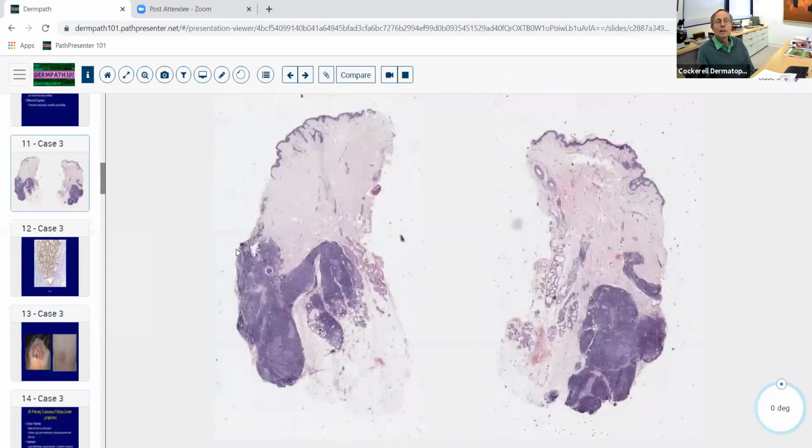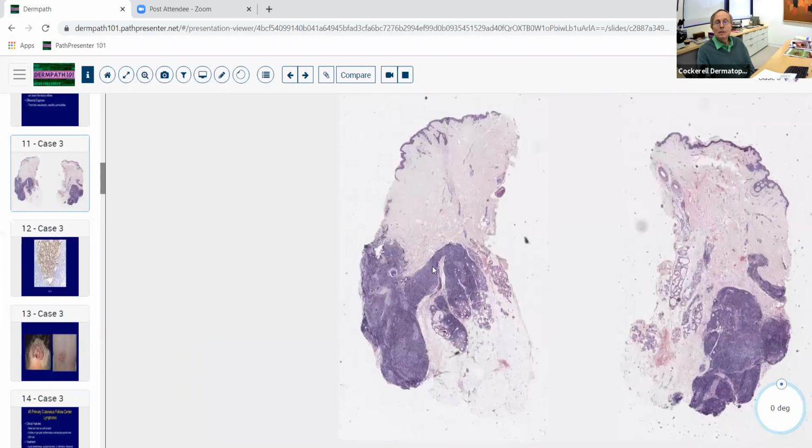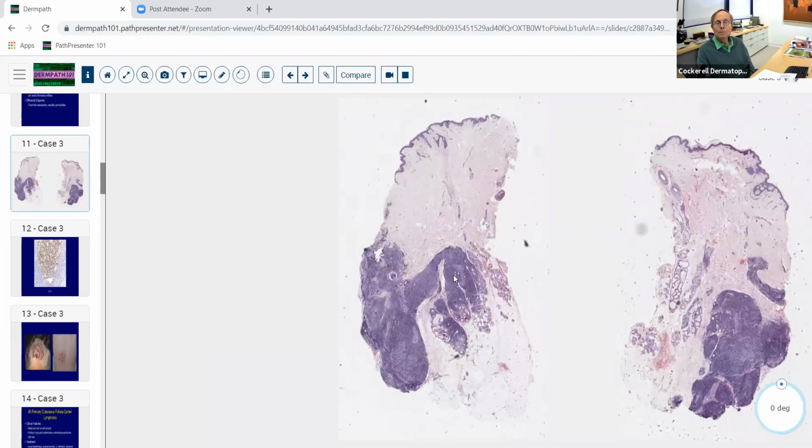Okay, shifting gears a little bit here. We've got another punch biopsy, and we've got a process that's situated in the dermis here. At low magnification, you can see that it's got these dark staining cells here. So we're going to think that a lot of these are likely going to be lymphocytes.